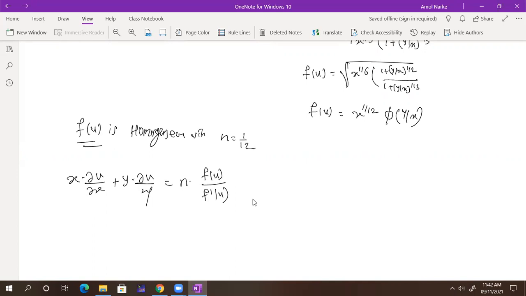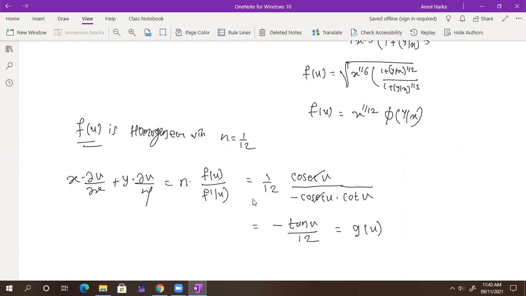Yes, sir. So what is the value of n here? 1 by 12. What is the value of f of u? It is cosec u. And what is the derivative of cosec u? Cosec u dot cosec u minus cot u. So that cosec gets cancelled. What are you remaining with? 1 upon cot u, that is 1 upon tan u. So minus tan u by 12. Tan u divided by 12. So this is nothing but your g of u.